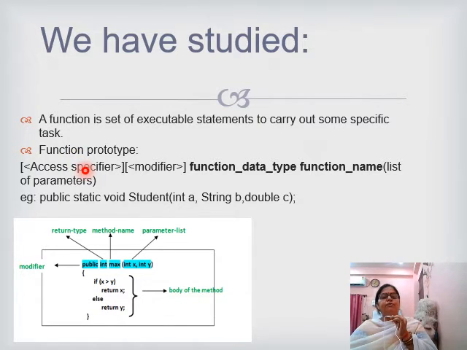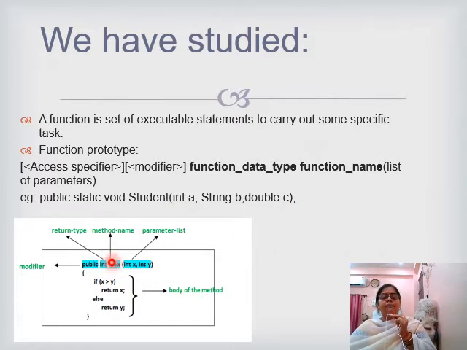While writing a function prototype, we use an access specifier, modifier, data type, function name, and list of parameters. In this example, we can see that this is our access specifier, this is the modifier we are going to use, and this is what we are going to write for the function, whether it is returnable or non-returnable. This is a function name, and this is a parameter list.